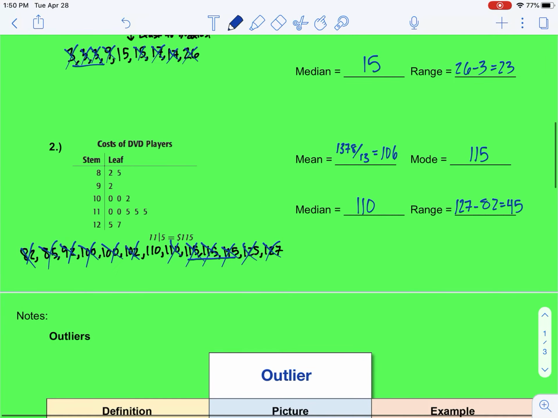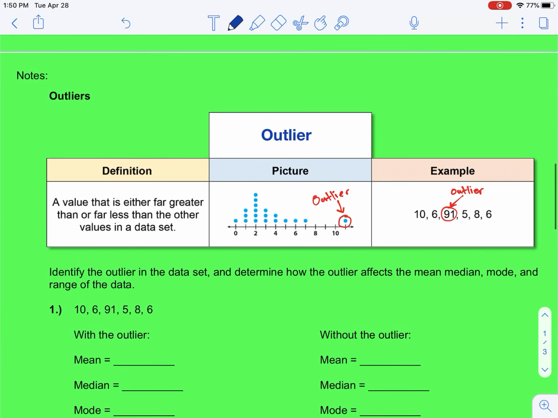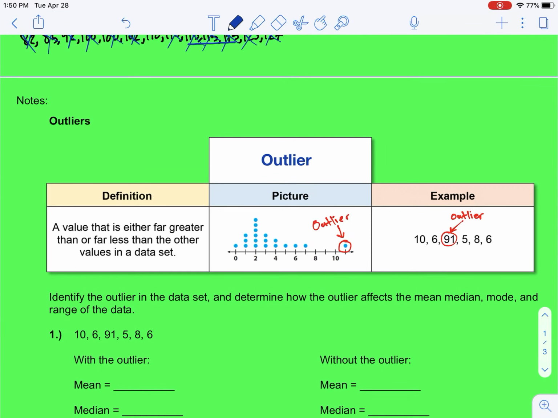Hopefully that was a quick refresher for you on what it means to find mean, median, mode, and range. There is one more thing I want to talk about. We're not going to do these example problems. I just want to talk about what an outlier is. An outlier is a value that doesn't belong. It's either far too great or far too small to be part of our data set.